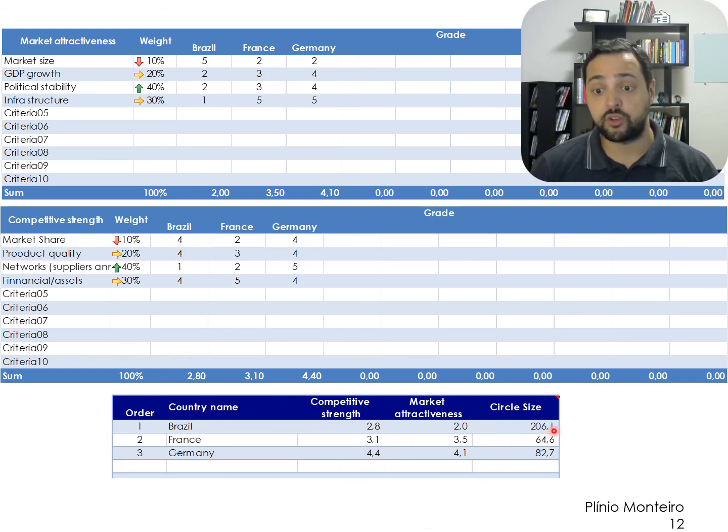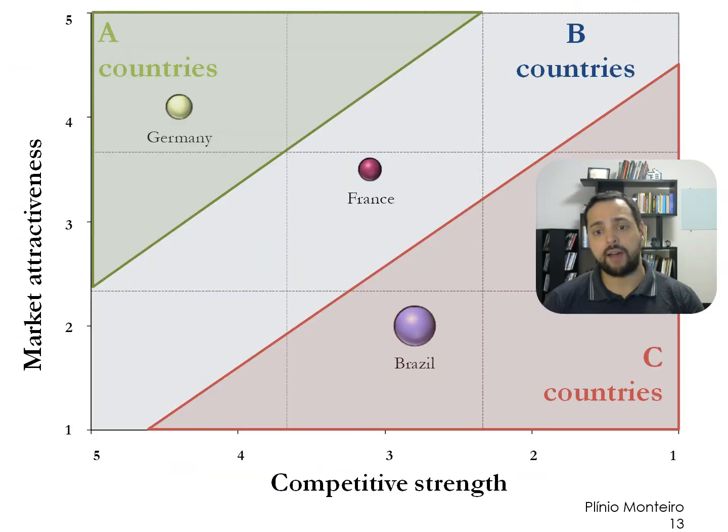In that case, I'm going to represent each country as a circle, and I'm using the population size as the circle size. So I'm putting bigger countries with a bigger size in the graph, and then I have the result like that. So Brazil, big population, but I will not develop a lot of competitive strengths, and the country is not so attractive. And Germany, we have a lot of attractiveness, and I can develop a lot of competitive advantages there. And France is something like in the middle, where I have some market attractiveness, and something like in the middle in terms of competitive strength.